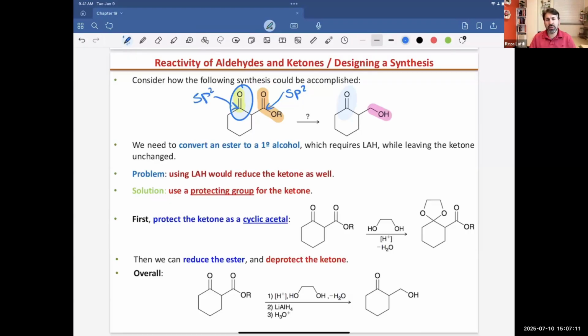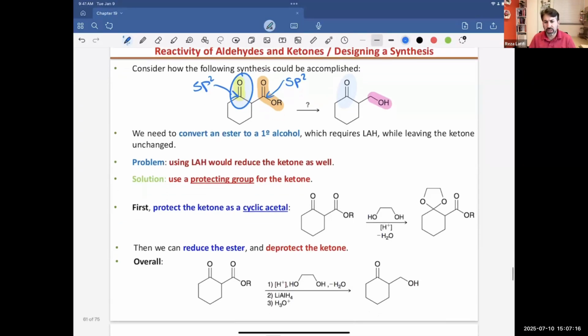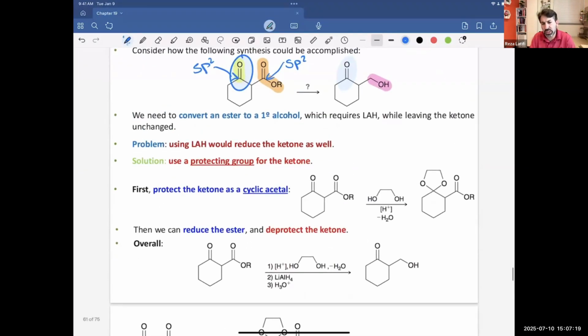Okay. How can we protect the carbonyl while we are reducing the other side? One way is to just add diol to it, and when you add diol, you will get such a molecule. And now from there, you can reduce this center, because that center has sp2 hybridization, while the rest, including, for example, this carbon, will be sp3 hybridization.